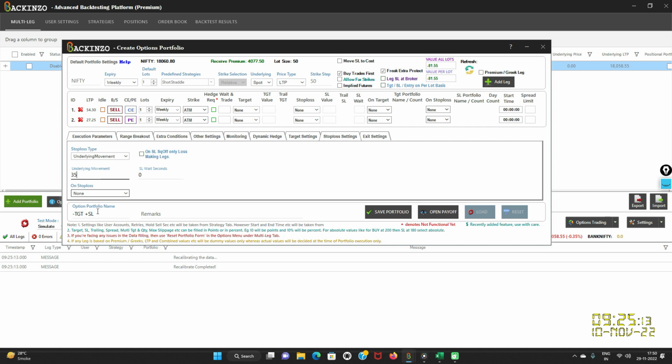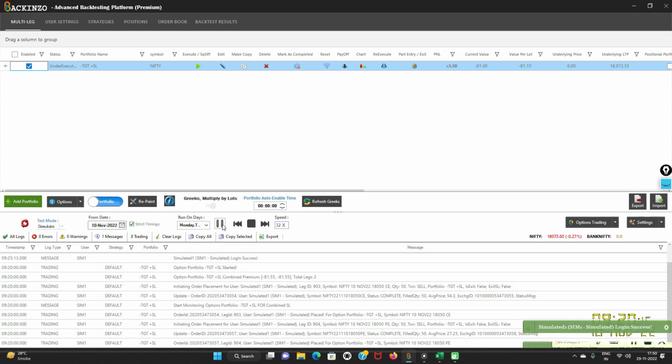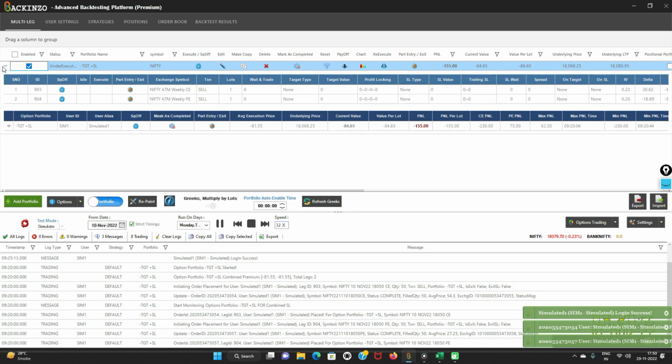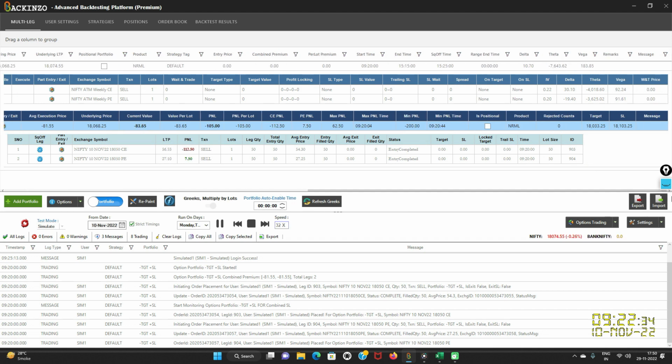Okay. I'm naming this portfolio as minus target and plus stop loss. I'm saving this portfolio. My portfolio is saved. I'll recalibrate it. I'll run it over simulator. You can use this to expand the fields. Just drag it to the right hand side. And as you can see that this is the underlying price and it's a static field. So 18,068 was the price when it got executed at the start time. And the start time I had mentioned there as 9:20, right?